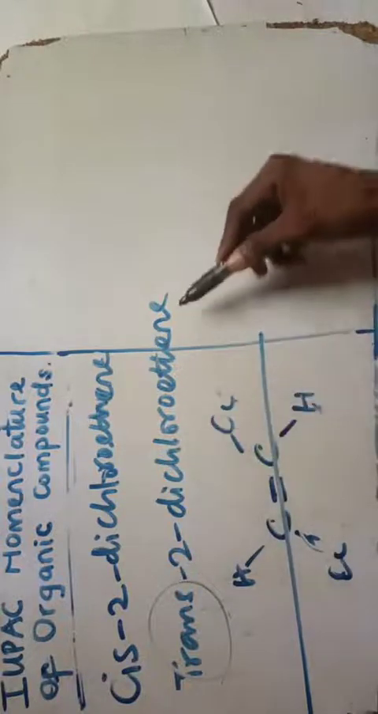But if one is here and one is here like this, that is trans. This is now trans. It's very simple. You just put the trans at the front to differentiate and tell that they are on different sides. Okay, this is 1,2-dichloroethane. Ethane is what? 1, 2.